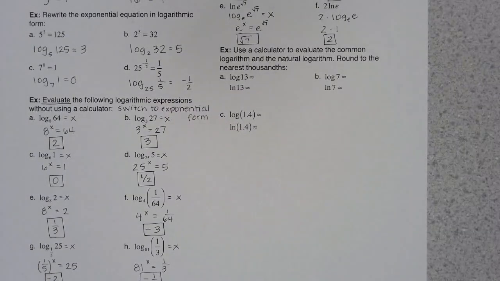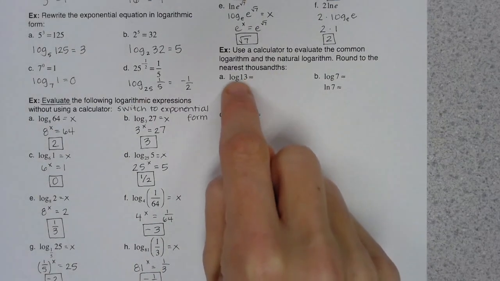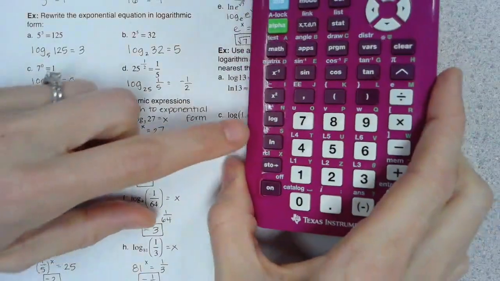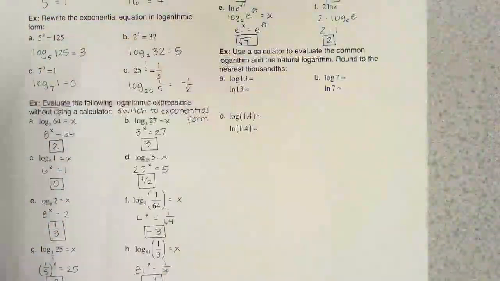The final example on this notes page is asking us to practice using a calculator. It's okay if you don't have a graphing calculator with you. You can do this using the calculator on your phone, or you can also use just a web-based calculator, like the Google calculator has these buttons. So you see here where it says log, and you see here where it says natural log. So the log and the ln buttons on your calculator are going to be over here off to the side if you're using a graphing calculator.